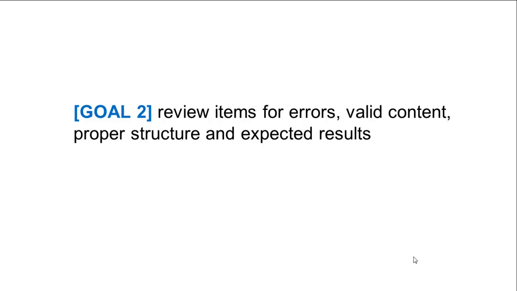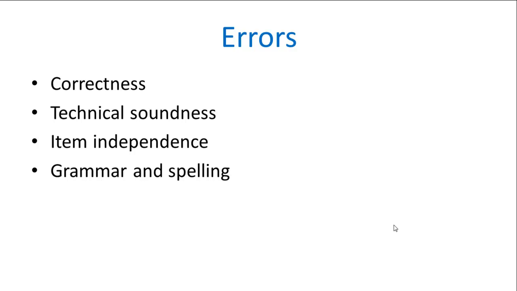Now we'll take a look at how to review items for errors, valid content, proper structure, and expected results. Errors. Some of the most common errors include wording, spelling, poor grammar. Items may be unclear, the answer is wrong. Certainly in terms of correctness, most subject matter experts must agree on the answer.